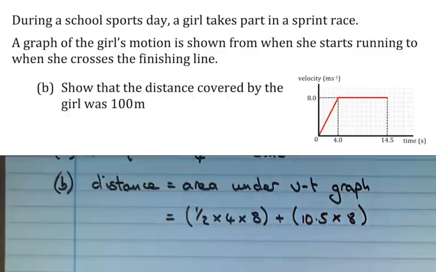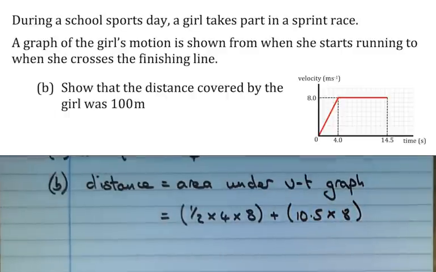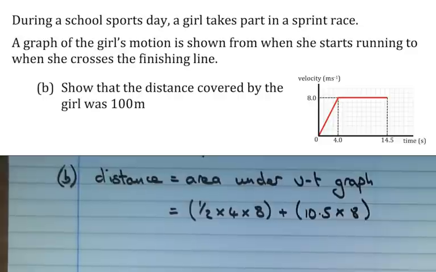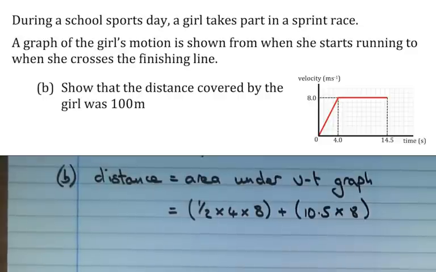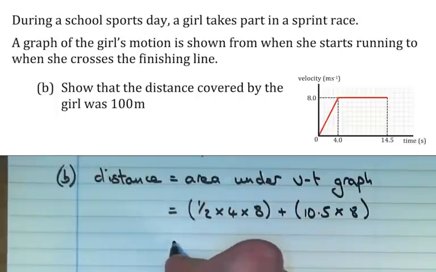And this is the important thing in a show question: you obviously don't want to say distance equals area under VT graph is equal to 100. We know that answer, but we're getting the marks of course for showing our working here.